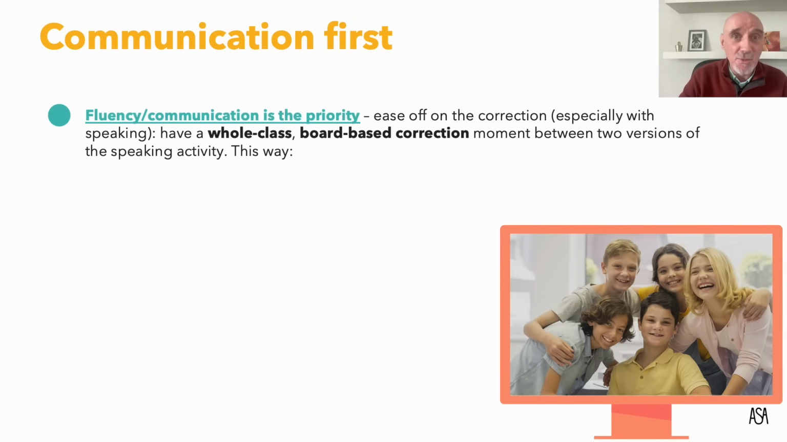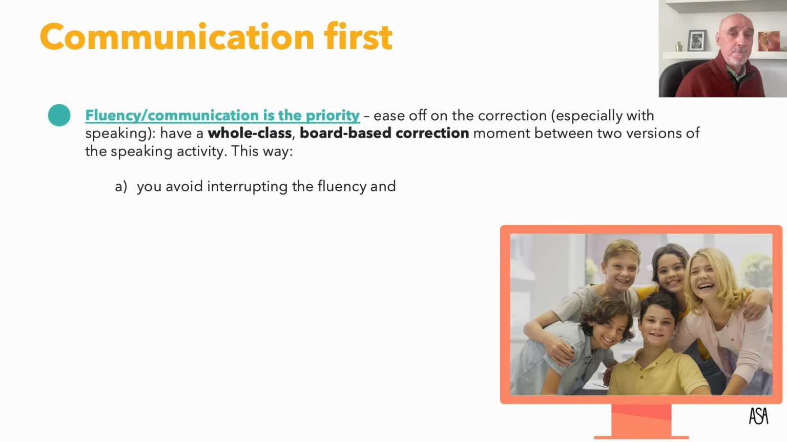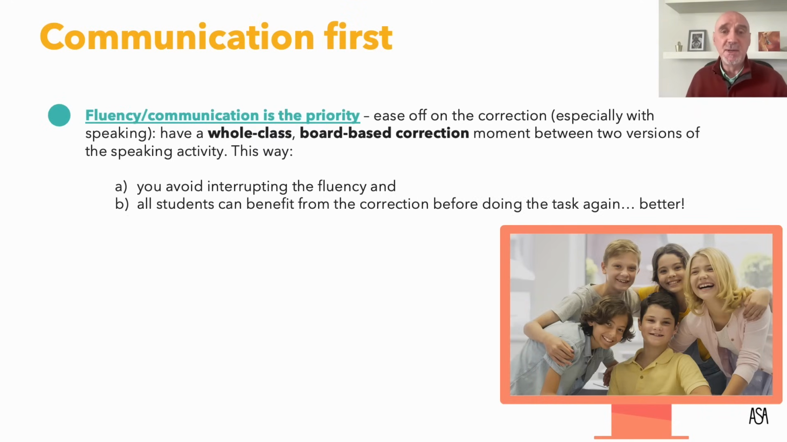If you ask them how they felt, they will say that they felt much better the second time around, and that easing off correction in the middle but giving them whole class correction between attempts is a really good way to help them forward. This way you avoid interrupting their fluency, which of course is the main aim for this type of activity, and all students can get the benefit of that correction from before they do the task again, as I said, better the second time around.